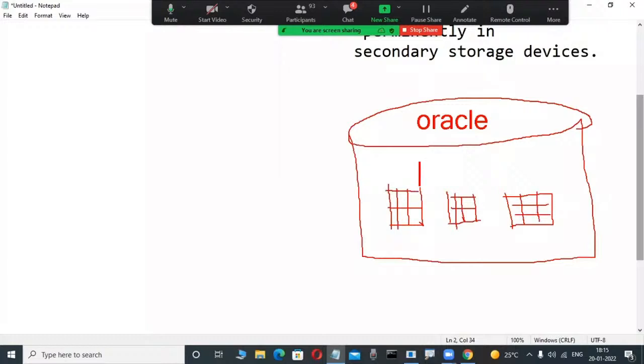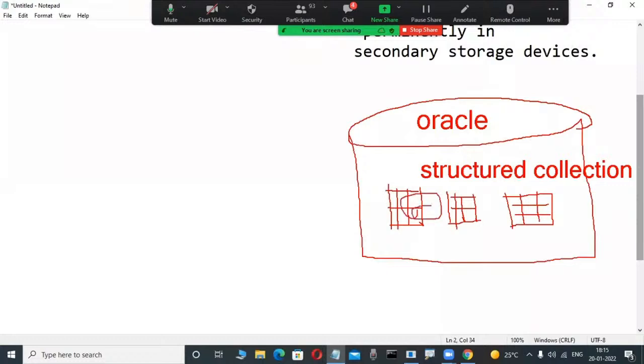Once a structured collection of data is there, all relational databases store a structured collection of data. That is important, not non-structured. Non-structured means other databases are there. Oracle is one of the popular relational databases, which stores a structured collection of data.